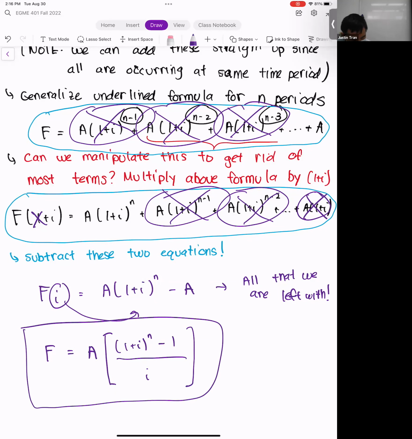And this here is another important formula. This is the uniform series compound amount formula. The names of these formulas aren't that important. What I remember is that this is the F given A formula. It's F given A.